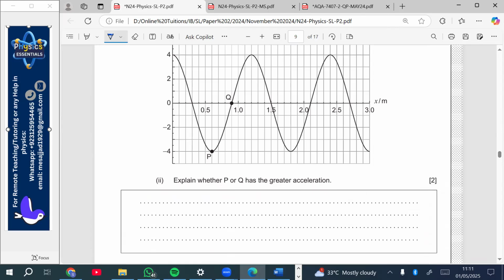So, very important question. Actually, this graph shows SHM, which is called simple harmonic motion. And for simple harmonic motion, we know that acceleration is directly proportional to displacement from mean position, but always in the opposite direction. Acceleration and displacement are directly proportional to each other, but their direction is opposite.